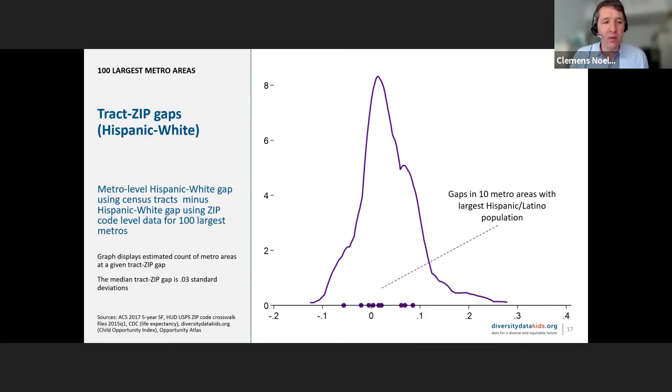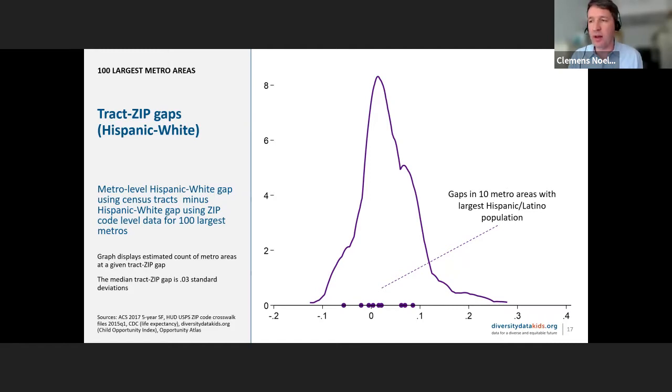You see, what you see is the smooth count of metro areas with a given gap. The peak here is close to 0. So in most metro areas, the Hispanic white gap is practically the same if you measure it with zip code or census tract data. Shown here are the gaps for the 10 metro areas with the largest Hispanic Latino population, and they all fall within 10% of a standard deviation around 0.